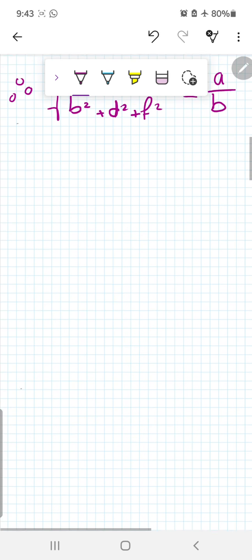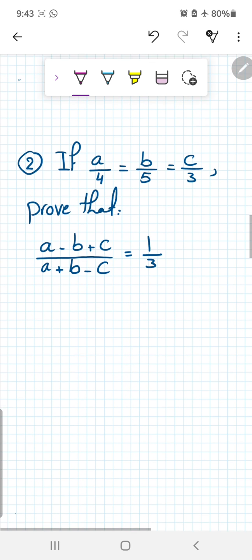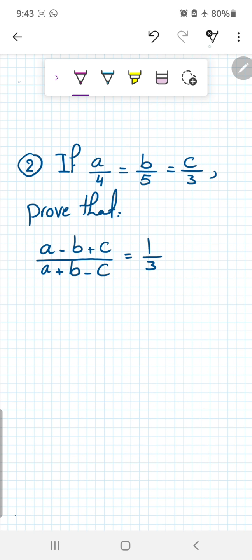Okay, we have another example. Number 2: if A over 4 equals B over 5 equals C over 3. So we have here A over 4 equals B over 5 equals C over 3. For these examples we have two methods of solution.